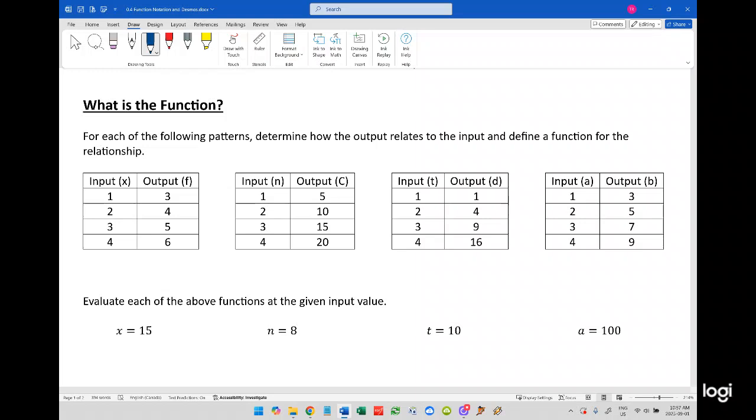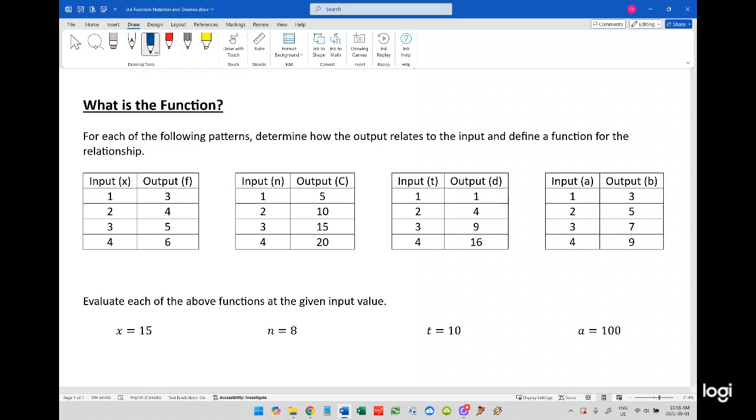Well, there's a whole lot of things that could do that. I put in a 2, I get out a 4. I put in a 3, I get out a 5. I put in a 4, I get out a 6. Take a second and see if you can figure out what the instruction is, what the function is that tells the input what to do to get the output. So pause the video and try that for these 4. And when you're done, come back and I will explain and we'll make sure we're on the right track.